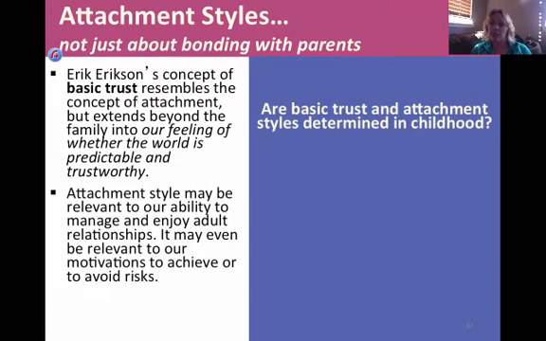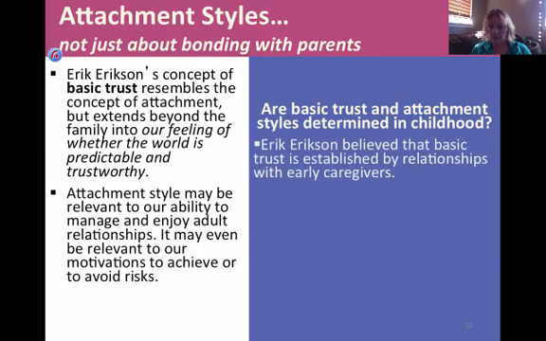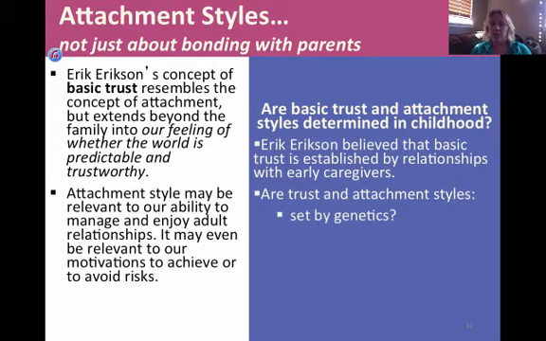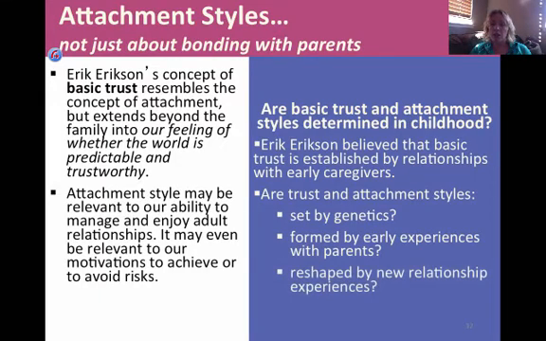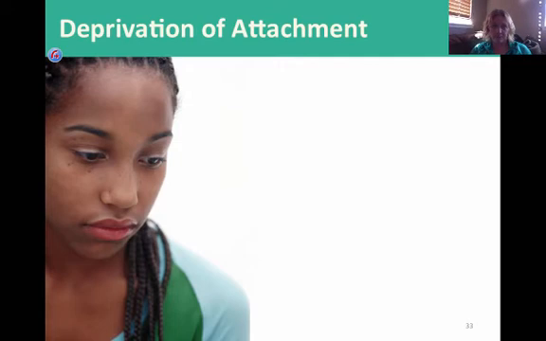So are our basic trust and attachment styles determined in childhood? Okay, Erik Erikson believed so. And are trust and attachment styles set by genetics? Are they formed by early experiences with parents? Are they reshaped by new relationships? These are all things that we're asking right now in developmental psychology, trying to understand how trust and attachment are formed and how they continue throughout our life.